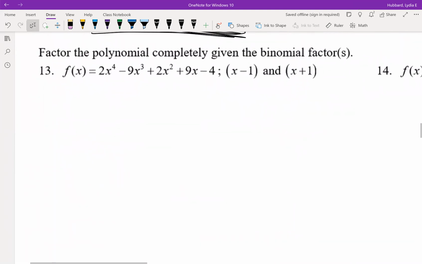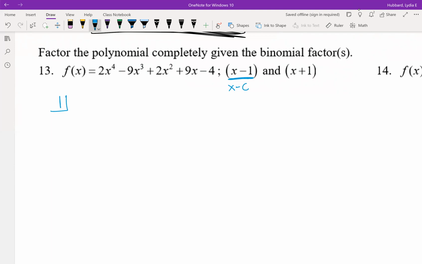Okay, so now this asks us to factor the polynomial completely given the binomial factors. So starting with this first one, we are going to use synthetic for this because both of these are in x minus c form. So that makes our life a little bit easier. So starting with the first one, because it's in x minus c form, I'm actually plugging in the opposite, which would be a positive 1.